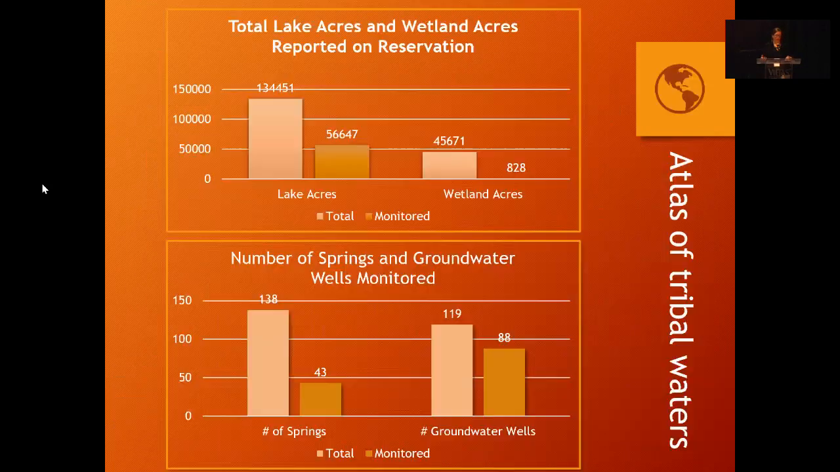And so the next few slides are summary information from the atlas portion of the template. The top graph is the total lake acres and wetland acres. The numbers on the left are the total lake acres on the reservation, and the smaller number next to it is the total lake acres that are monitored. Same for wetland acres, and then also below that is streams and groundwater wells that are monitored.